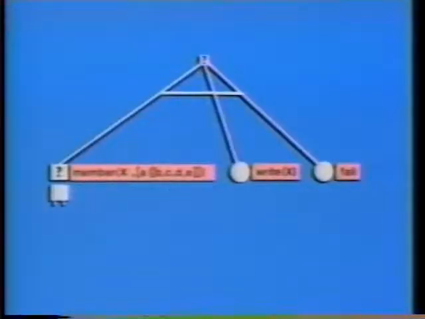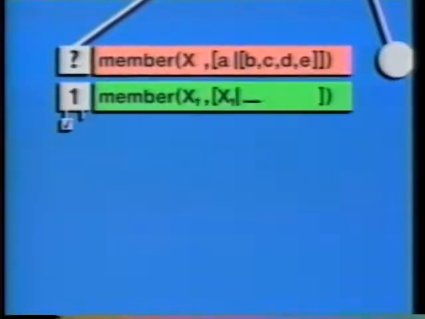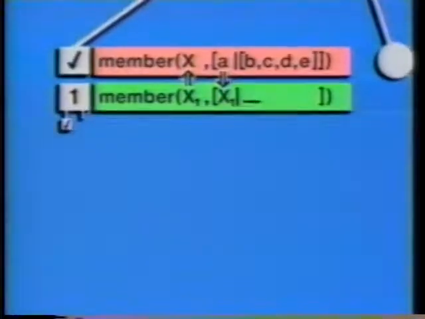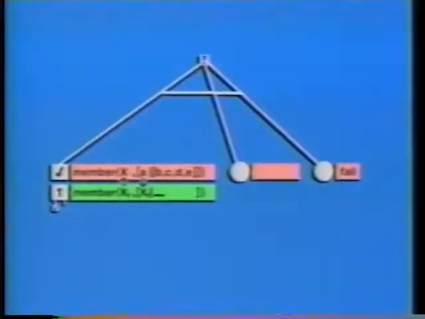This composite query splits into a tree with 3 linked branches. Looking at the first goal, member x, a, b, c, d, e, this matches on the first member clause with x instantiated to a. Now the program writes out this value for x. And now the program encounters the fail primitive. For the top status box to succeed, all 3 below must succeed. But fail can never succeed, so the program now starts backtracking.